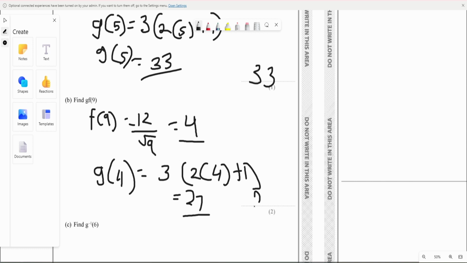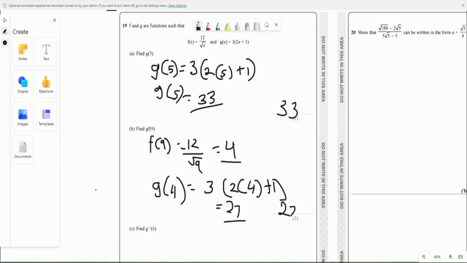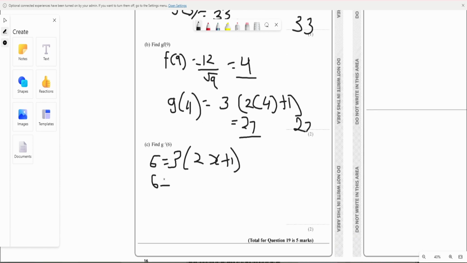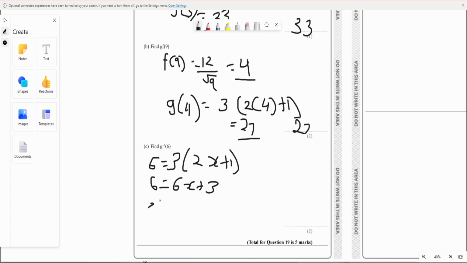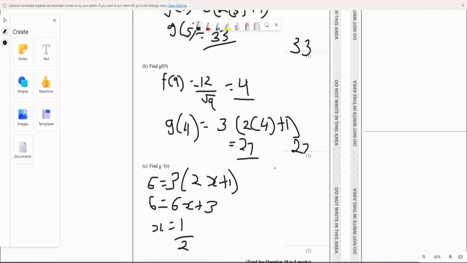Okay, there you go. Now it says find the inverse, so we're going to do 6 is equal to 3 times 2x plus 1. So we're going to get 6 is equal to 6x plus 3, and x equals 2.5. What we basically just did is we made an equation, right? We put the 6 in here.